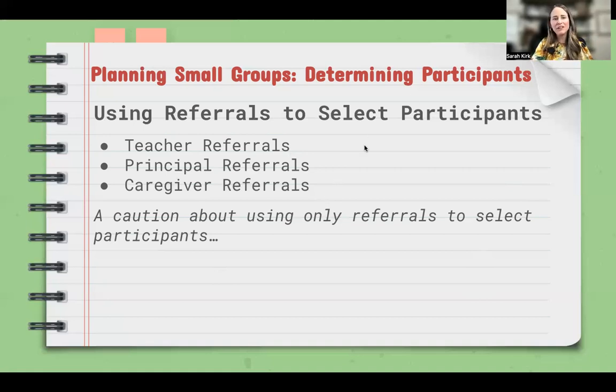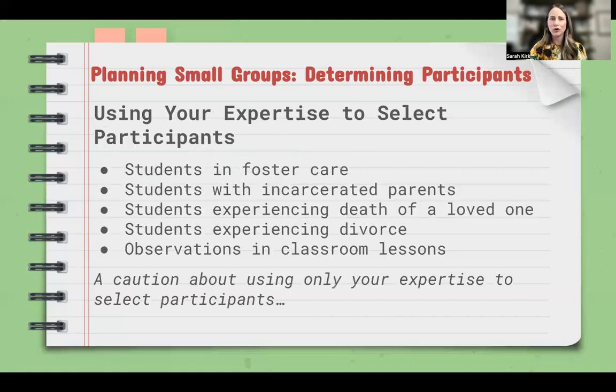I also really recommend if you're getting a lot of teacher, principal, and caregiver referrals, maybe create a form so you can get more information about why they're making the referral to make sure that a small group is an appropriate intervention. Maybe they actually need to be referred out for therapeutic counseling, or maybe they actually need a mentor or a different type of support to make sure that we're doing our best to make sure that the students are a good fit for the small group.